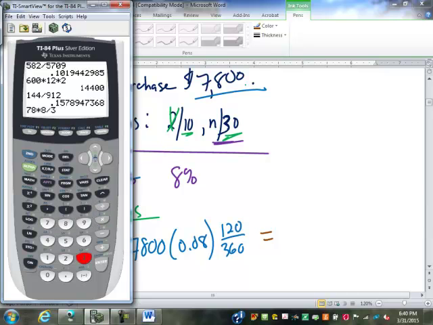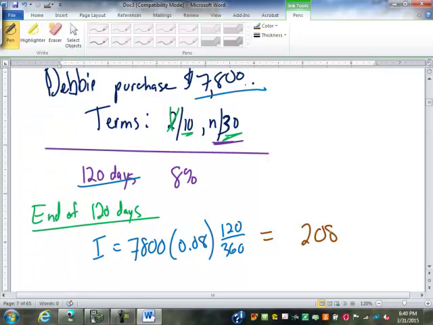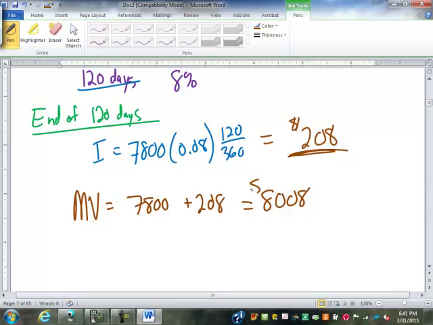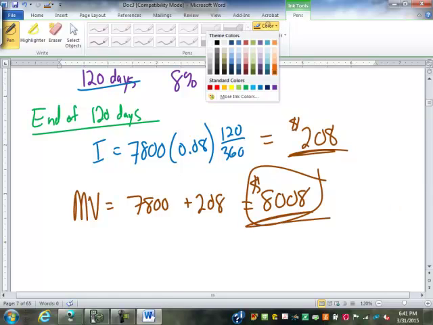That gives us interest of $208. So over that 120 days, $208 builds up. So the maturity value is going to be the $7,800, the original amount, plus $208, which is $8,008. So at the end of 120 days, she no longer owes me $7,800 anymore. She owes me $8,008.